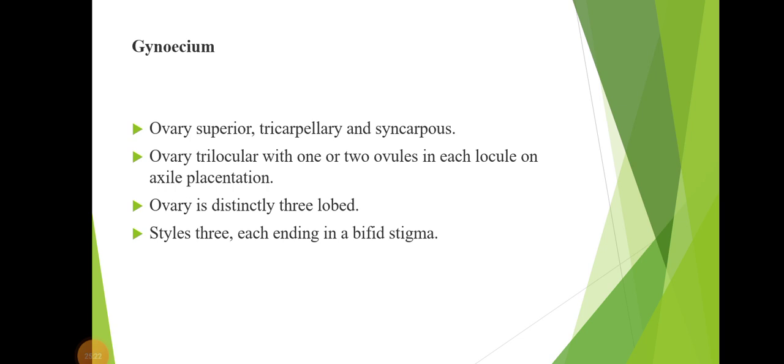If you see the gynoecium, the ovary is superior, tricarpellary, and syncarpous. Ovary trilocular with one or two ovules in each locule on axile placentation. Ovary distinctly three-lobed, styles three, each ending in a bifid stigma.